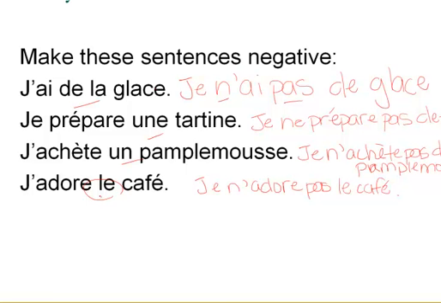Okay guys, so that does it for the partitive articles. Just remember what they are and that they mean some. And also remember that you use the definite articles after likes and dislikes, and that you'll use un and une when you actually want to say a whole thing, like une tartine or un pamplemousse.